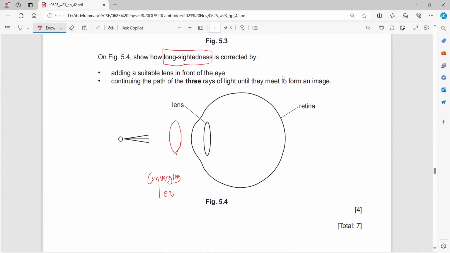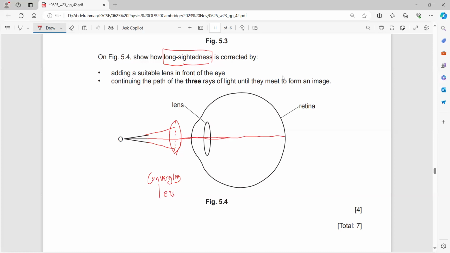Why? Because the converging lens, what will it do? It will decrease the focal length. Okay, I will continue the path of the first one, and the path of the second one, this way. And this one is continuing straight. This one will not converge or diverge. This one will continue in a straight line. You are using your rulers to be more accurate.